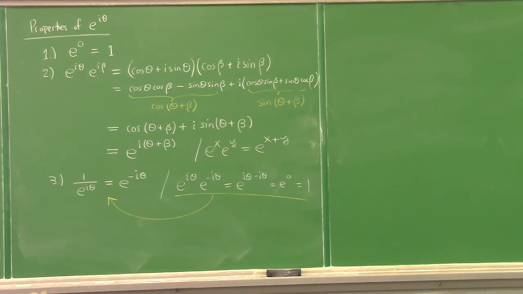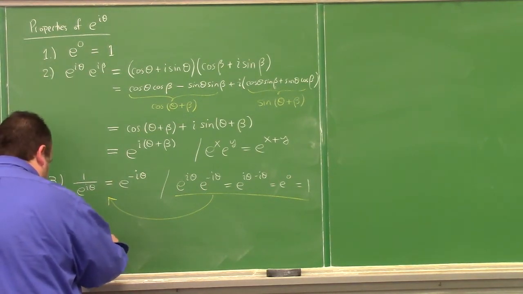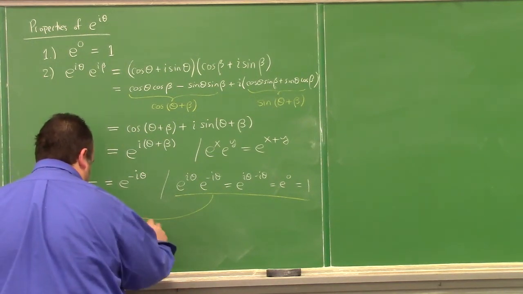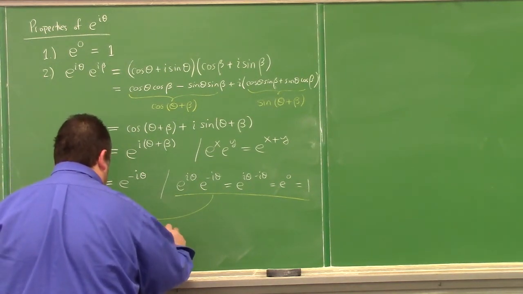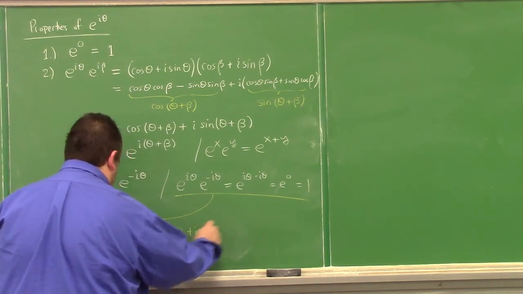This makes sense in part because the imaginary exponential is never 0, right? Check it out. e to the i theta is equal to cosine theta plus i sine theta, right?